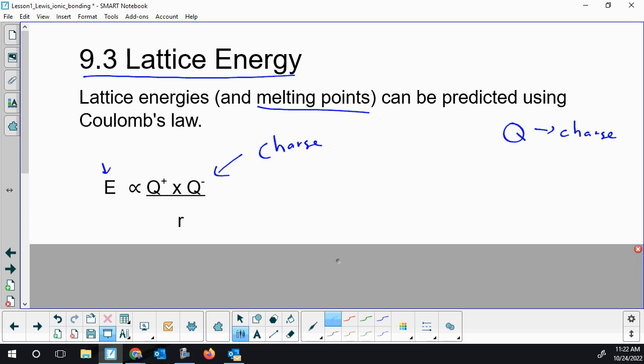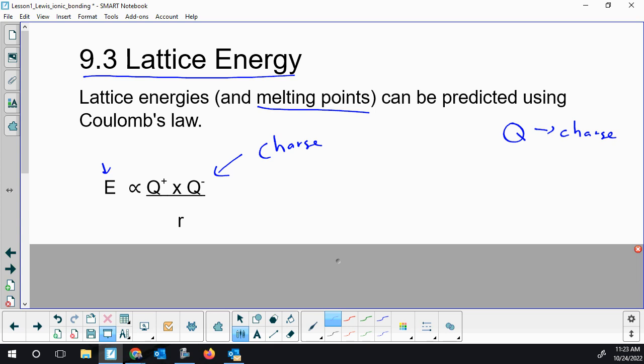Okay? So two ions that are +3 and -3 will have, everything else being equal, a higher melting point than a +1 and a -1. That's all we're trying to get out of that numerator. Okay? Or two +2s have a higher melting point than two +1s if the radius is the same.